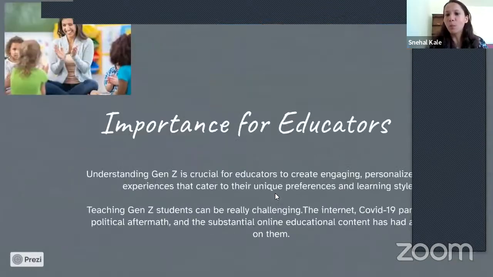Why is it so important for us as educators to try and understand Generation Z in general? Because we need to create more engaging experiences for them. They have very unique preferences and unique learning styles. It's pretty challenging to teach them, more so because this is the generation of the internet, where the COVID-19 pandemic hit, the political aftermath of it all, and the substantial online education content that they have all been exposed to.